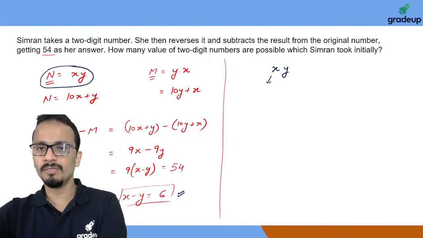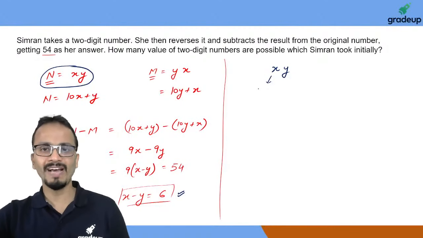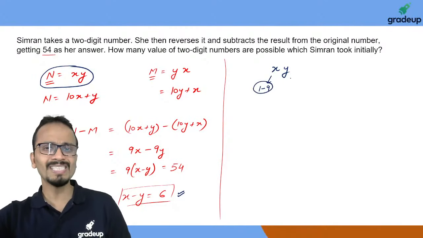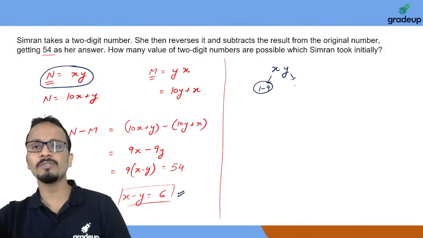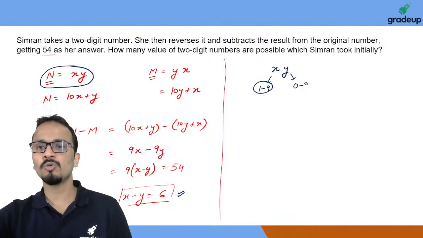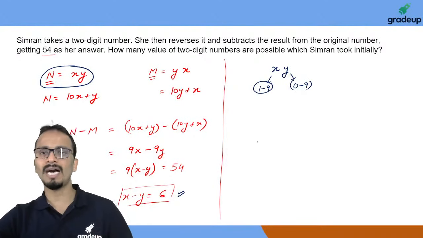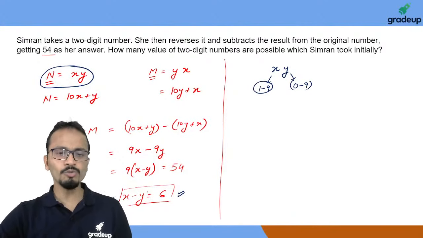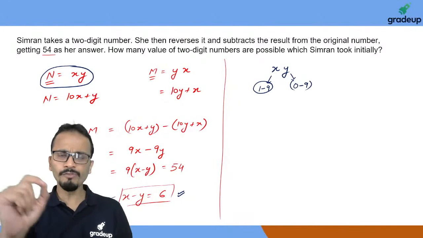Now in a 2-digit number, at the leftmost place, 0 cannot come. Okay, so the value of x can be from 1 up till 9. So x can be any value from 1 to 9. Similarly, at the units place 0 may also come. So the units place can be filled by a value starting from 0 up till 9. Okay, now we have to select the values of x and y such that x minus y is equal to 6. Okay, I'll give you few seconds.